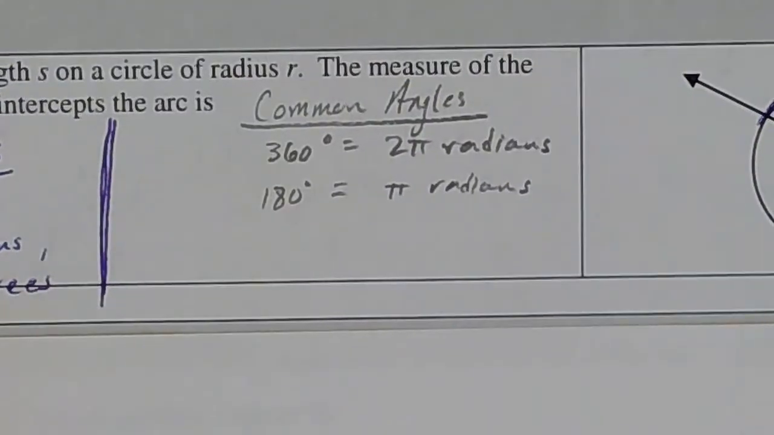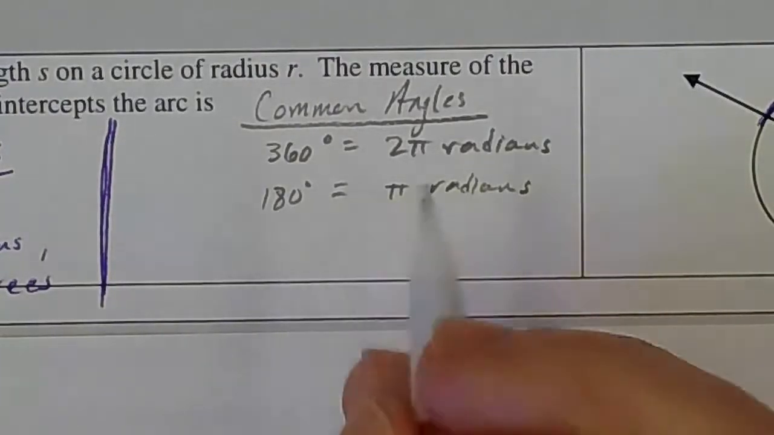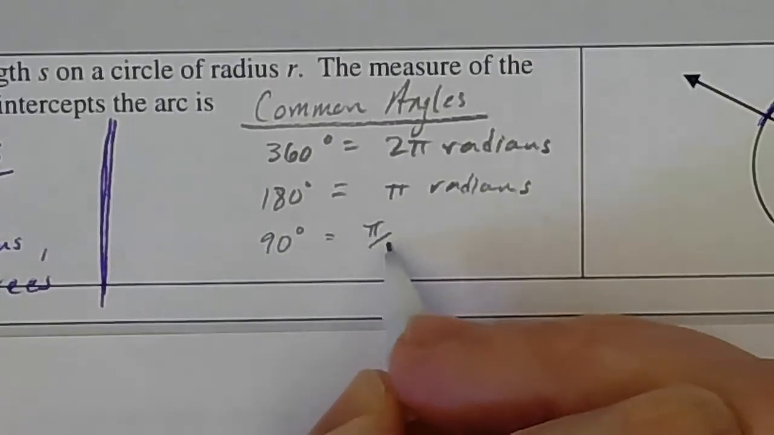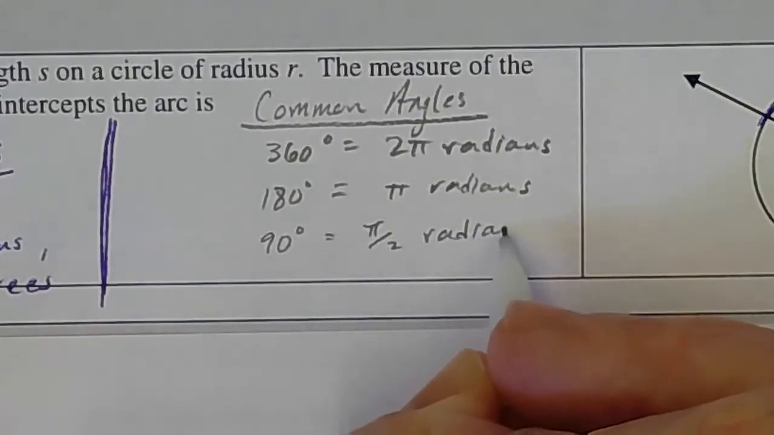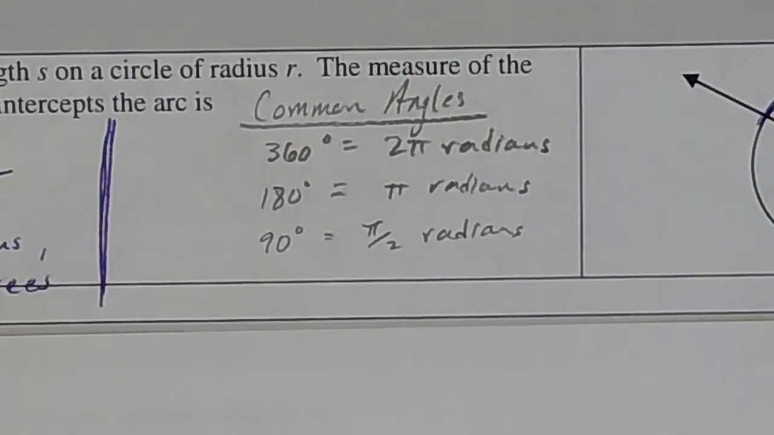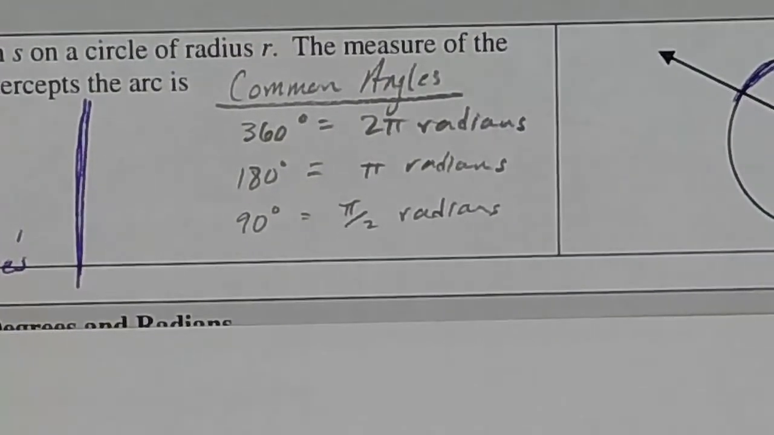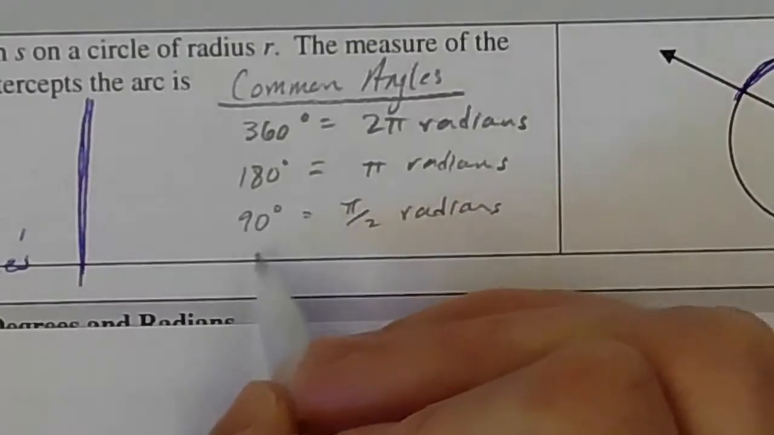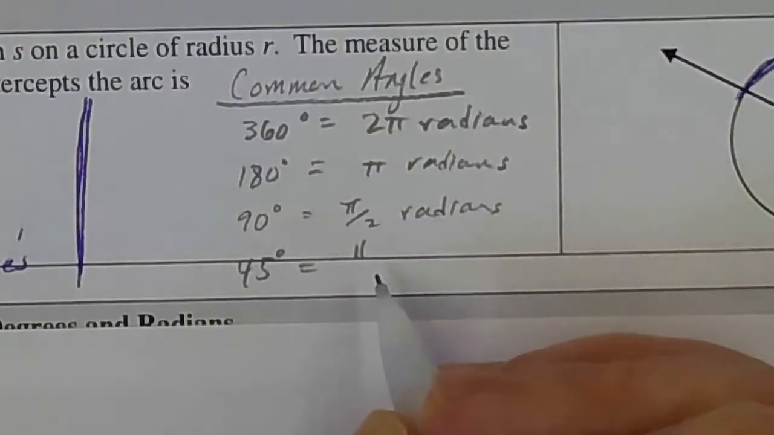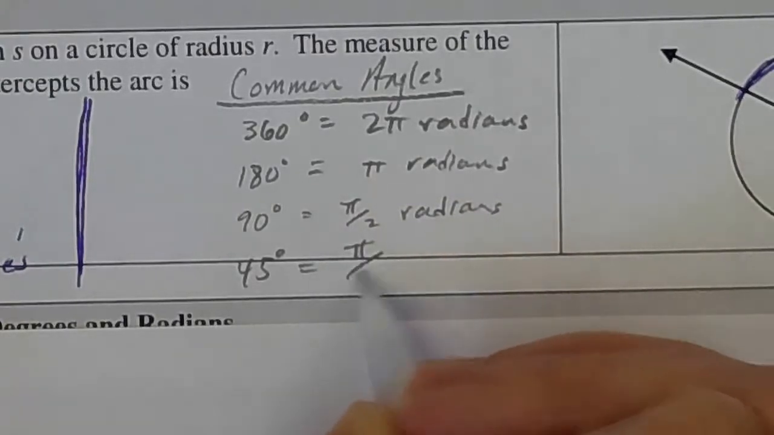Okay. Let's divide by 2 again. If I divide this by 2, I get 90 degrees. Do the same to the other side. We get pi over 2 radians. I'm going to do a couple more here. If I divide this by 2 again, we get another common one. 45 degrees is equal to, and then you take half of a half, it's 1/4. So pi over 4 radians.